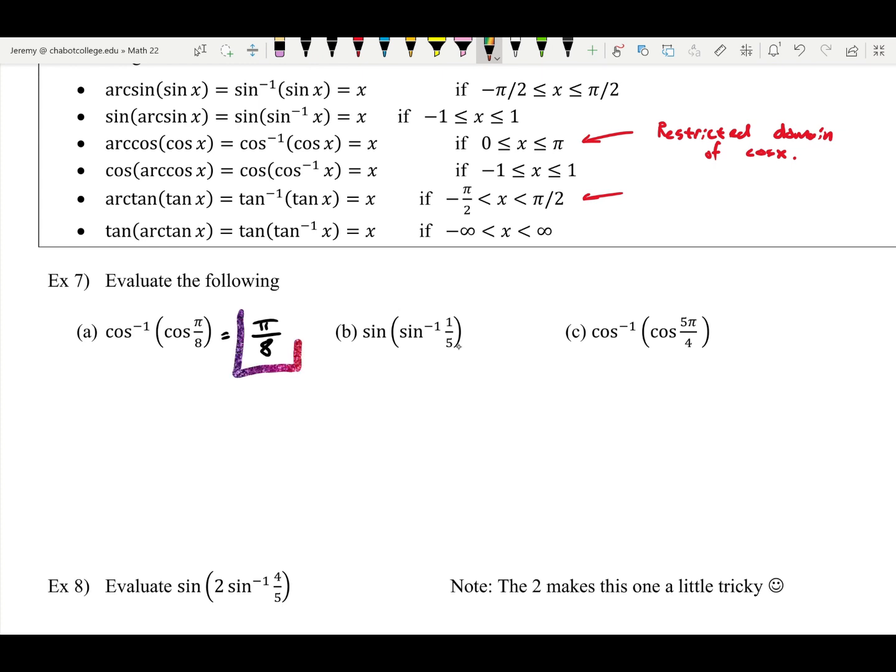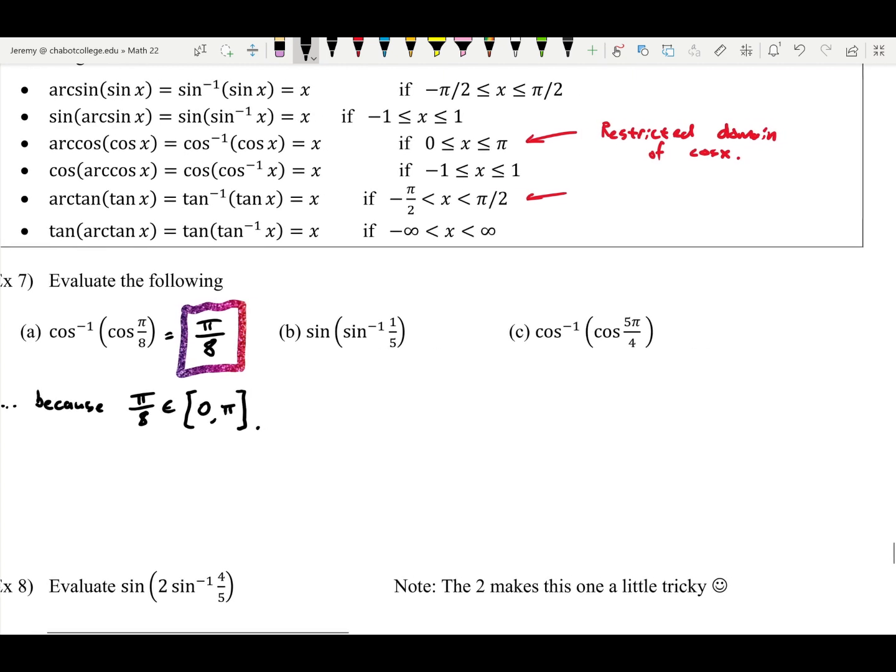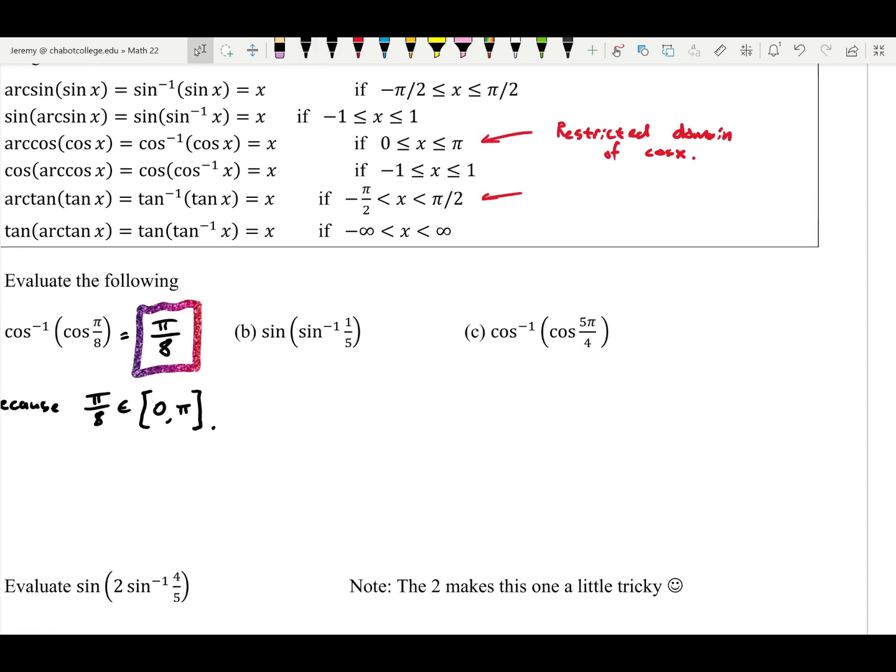And I'm able to do this because pi over 8 is in the restricted domain from 0 to pi. So it's in the range of cosine inverse. Okay, cool, easy. Let's move on.